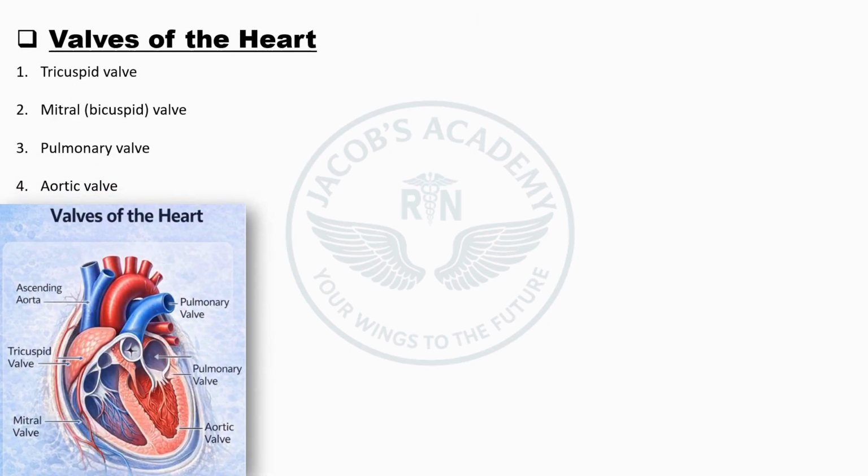Now let us understand the valves of the heart. The human heart has 4 valves which ensure the one-way flow of blood and prevent backflow. They are the tricuspid valve, mitral or bicuspid valve, pulmonary valve and aortic valve. The tricuspid valve is present between the right atrium and right ventricle, while the mitral valve is present between the left atrium and left ventricle.